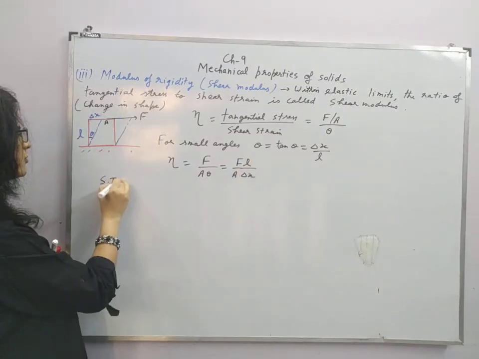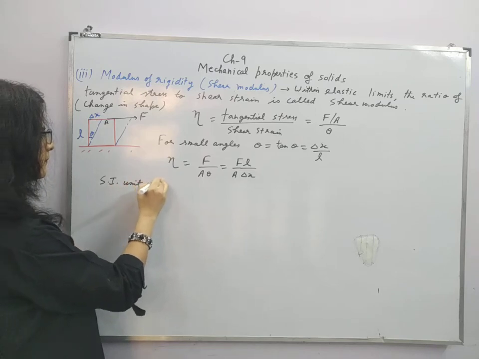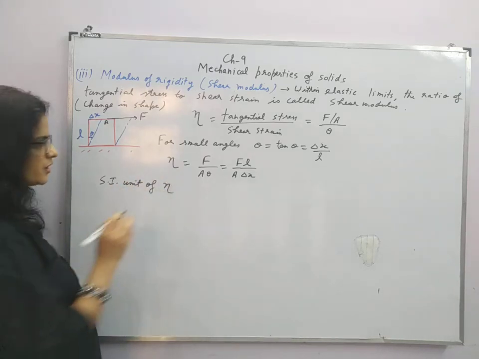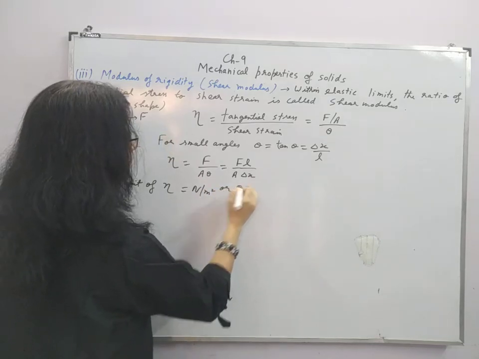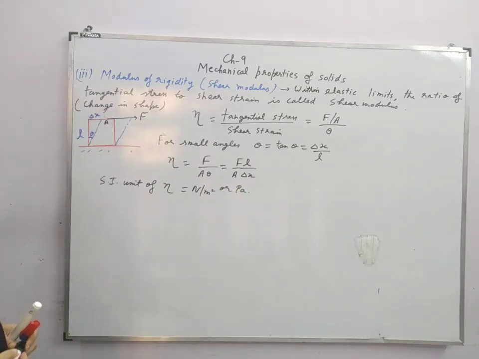Now come to the SI unit of modulus of rigidity. It's again Newton per meter square or Pascal, right? So this was all about the types of modulus of elasticity.